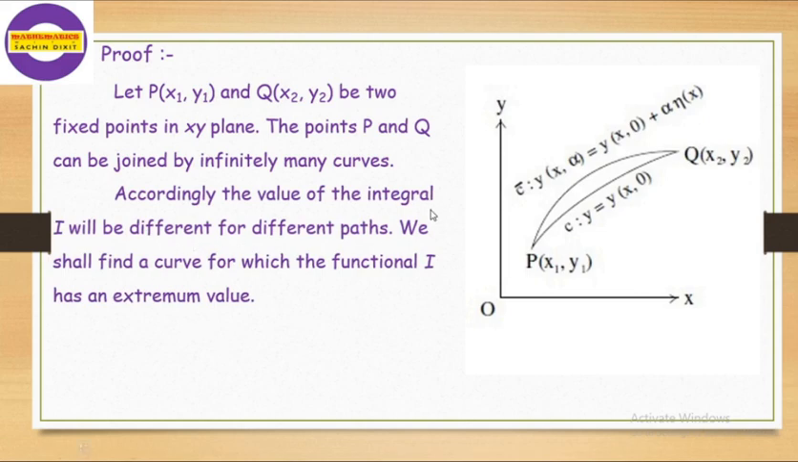Accordingly, the value of the integral I will be different for different paths. If the path is different, the value is also different. We shall find a curve for which the functional I has an extreme value. There are so many curves that exist, but we have to find out a curve for which this functional I has an extreme value.